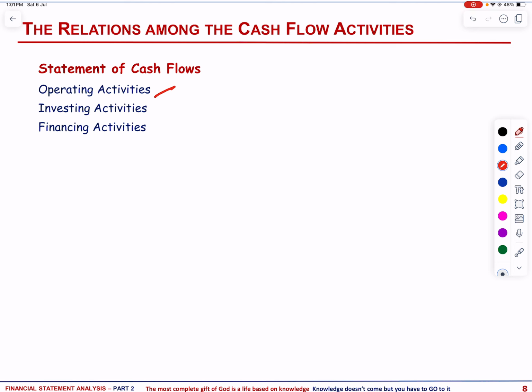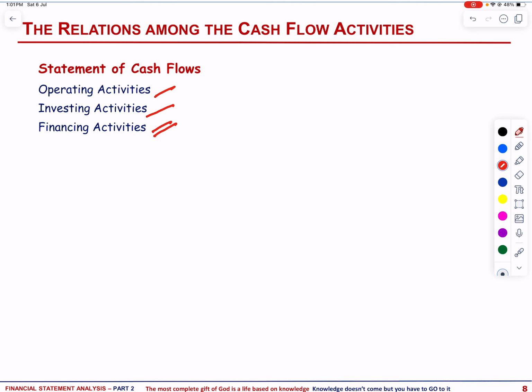Investing activities cover cash flows related to long-term assets. It includes purchases and sales of equipment and investments in joint ventures. It encompasses cash used for acquisitions and cash received from asset sales. Financing activities encompass cash flows related to capital. It involves raising capital through issuing stocks or bonds. It includes repayment of debt. It covers cash payments for dividends and share repurchases.